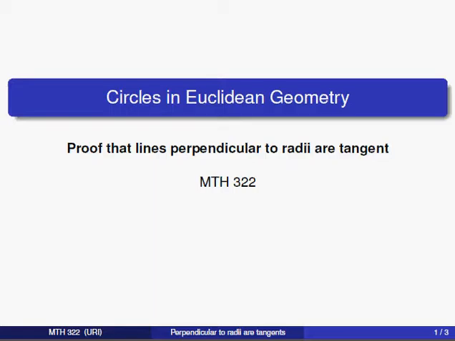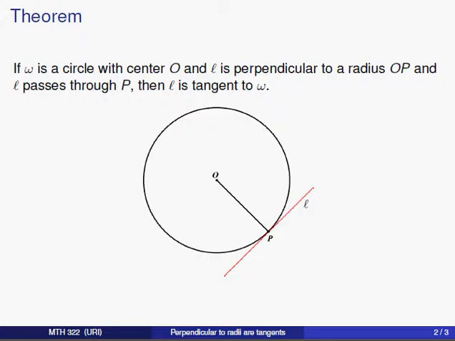But let's begin now. To say things a bit more formally and to give things names, let's suppose that omega is a circle with center O. Let's suppose also that L is perpendicular to some radius OP of the circle, and that L passes through the point P. We will conclude that L is tangent to omega.